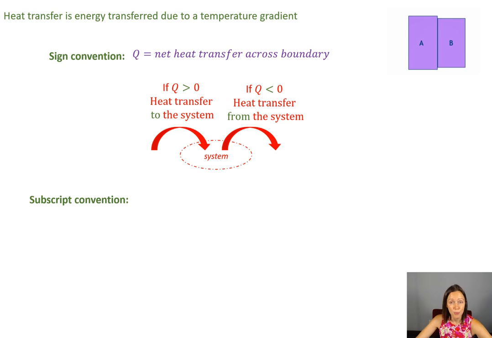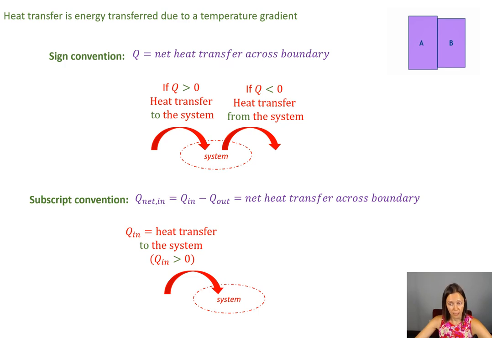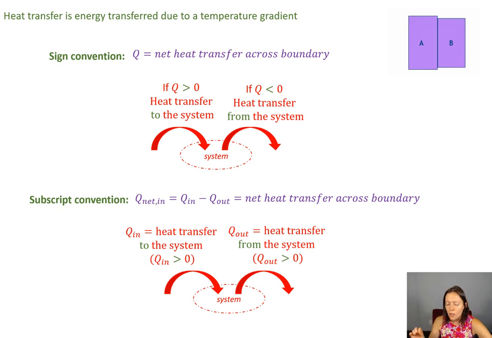We can also use subscript convention. In this case, we won't use the sign to tell us whether heat is going into or out of the system. We'll use the subscript. So Q net in is the net heat transfer into the system across the boundary. This is equal to any heat transfer in minus any heat transfer out. Q in, that's heat transfer into the system, is a positive number, and Q out is going out of the system, but it is also a positive number. So both of those are positive numbers, and what tells us whether it's going into or out of the system is just the subscript.